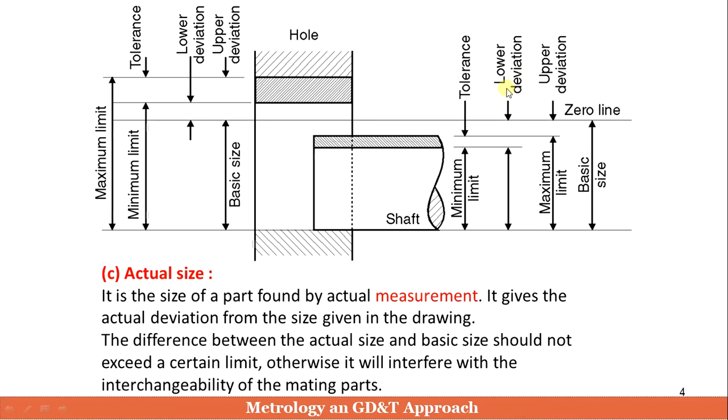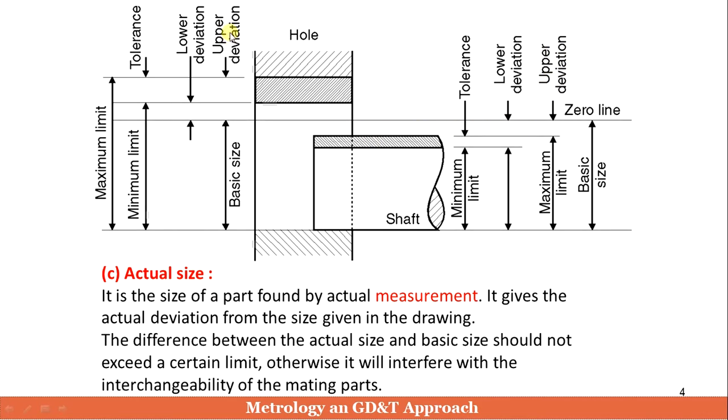A few more important terms for our further discussion are lower deviation and upper deviation. We have a standard basic line called the zero line over here. Reference from this to the size of any component we call the basic size. That is, this is the basic size of a shaft. Then the distance from the maximum limit of a component, suppose this is a shaft, we have a maximum limit line over here. The distance from this line to the zero line we call the upper deviation.